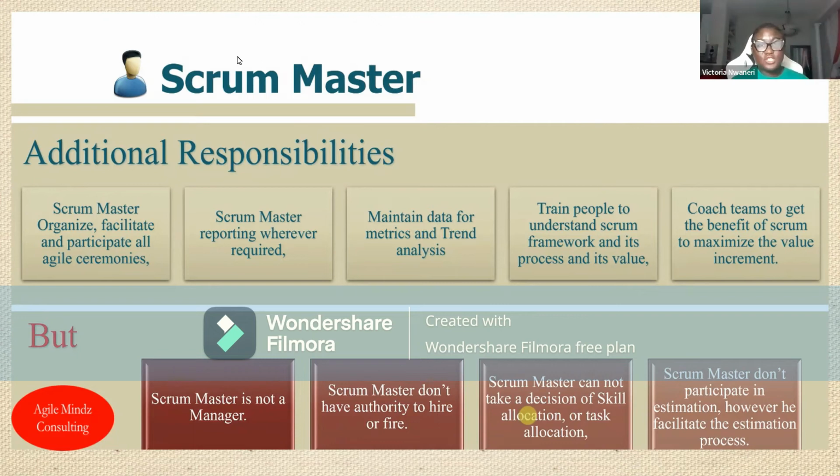Oftentimes, you can see organizations that actually give that role to the Scrum Master, right? The Scrum Master actually taking on the hybrid role of a project manager and Scrum Master in today's society. So that is dependent on the environment that you're with. A Scrum Master doesn't participate in estimation, right? But of course, they facilitate the process of estimation. So it's important to understand that we're not giving estimates. However, we are facilitating that process.